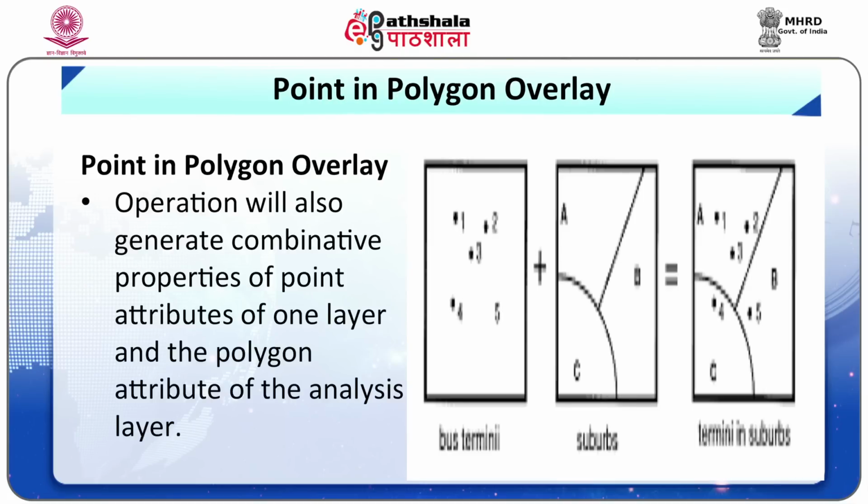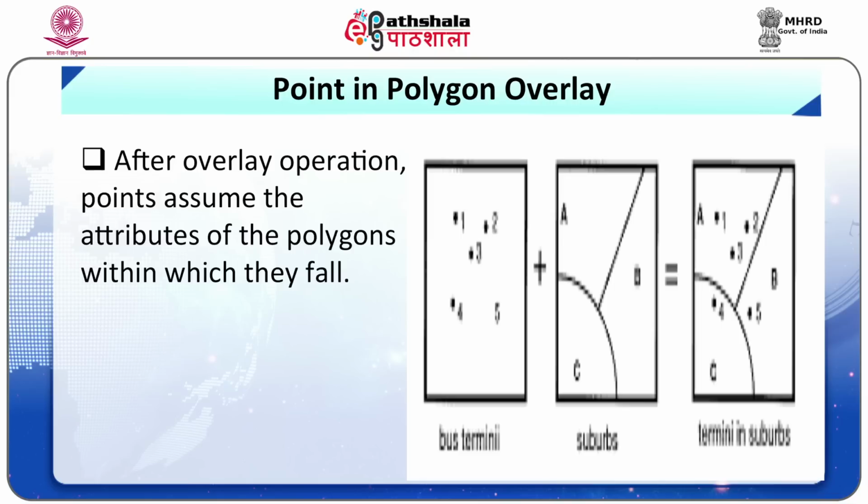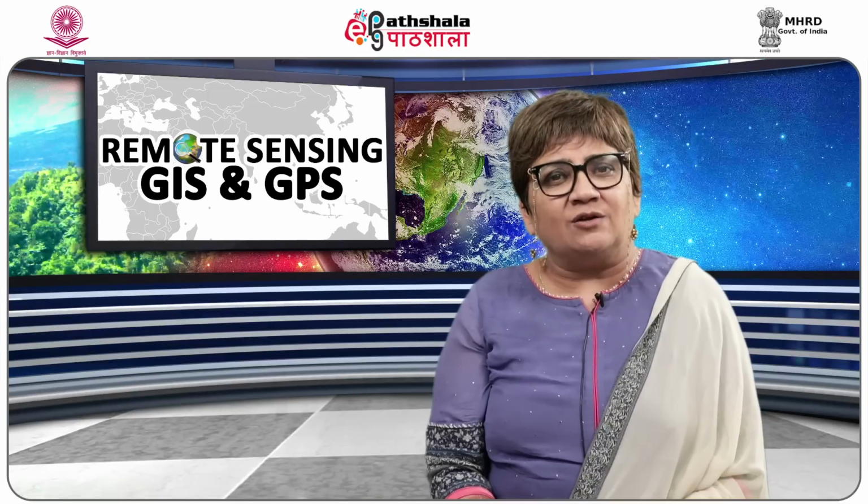Let's talk about the point in polygon operator. Point in polygon overlay operation will generate combined properties of the point attributes of one layer and the polygon attributes of the analysis layer. It's a spatial operation in which one point coverage is overlaid with a polygon coverage to determine which points fall within the polygon boundaries. After overlay operations, points assume the attributes of the polygon in which they fall. It helps in formulating hypotheses about the spatial relationships between the occurrence of points and the attributes of the polygon. This kind of overlay operation can also be used to calculate the number of points located in each polygon.